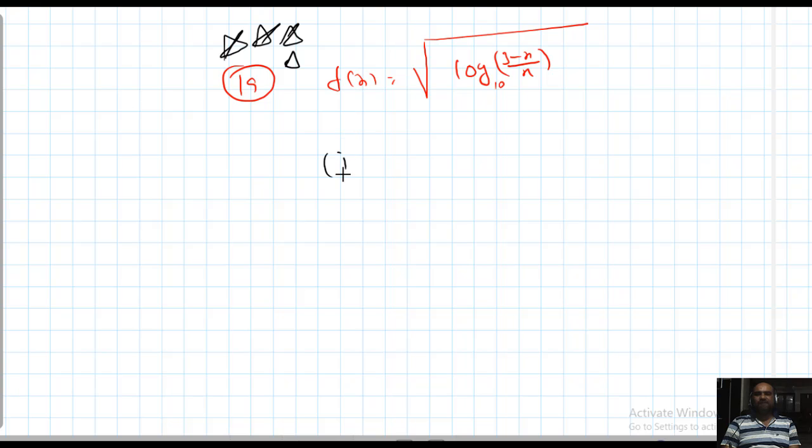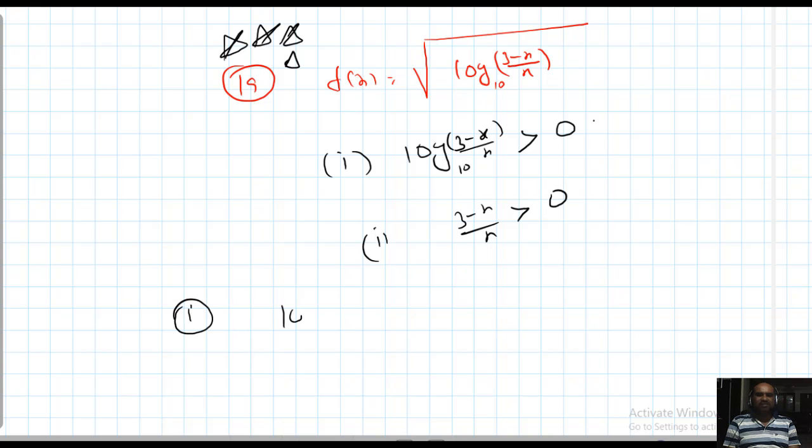Okay. Condition 1: logarithm of (3 minus x) by x to the base 10 greater than 0. Condition number 2: (3 minus x) by x should be greater than 0. First condition. What is the first condition? Logarithm of (3 minus x) by x to the base 10 greater than log 1 to the base 10, I can say.